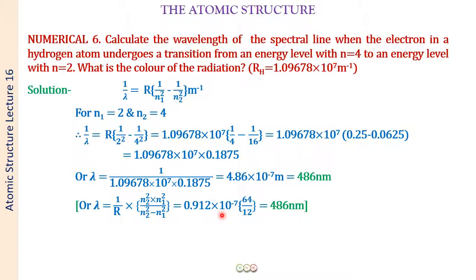So whatever way you write this, and then this is 64 by 12. So this becomes an easier calculation as compared to this one. So the wavelength now is coming as 486 nanometer, and you have to remember the range of the visible spectrum wavelength. So the color is going to correspond to the bluish green.